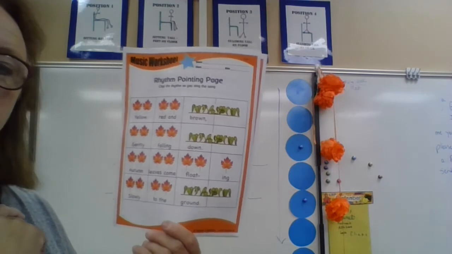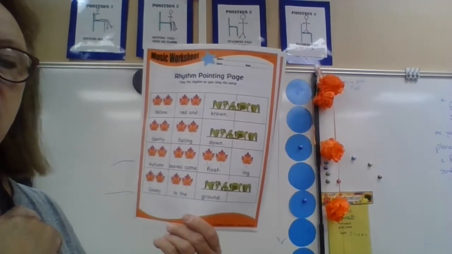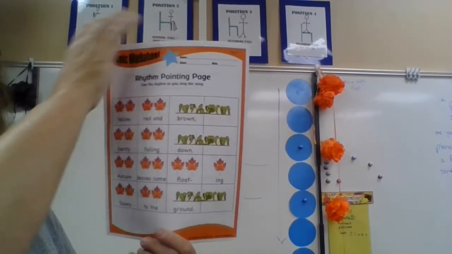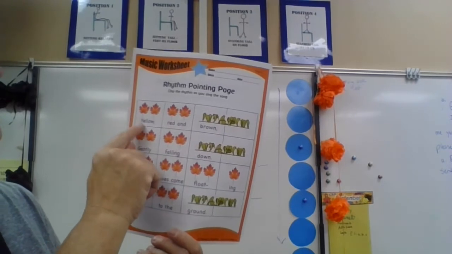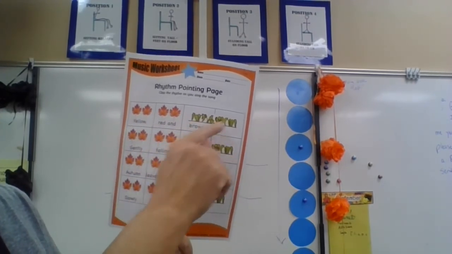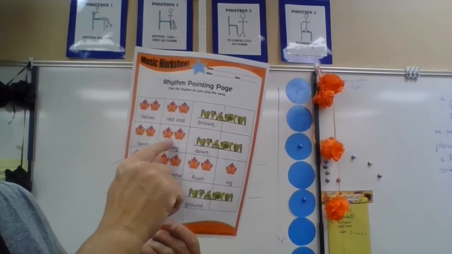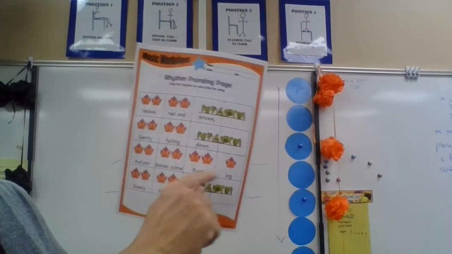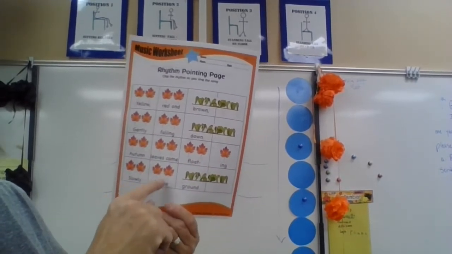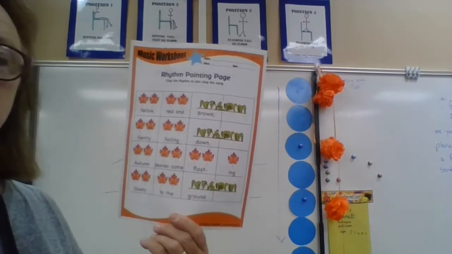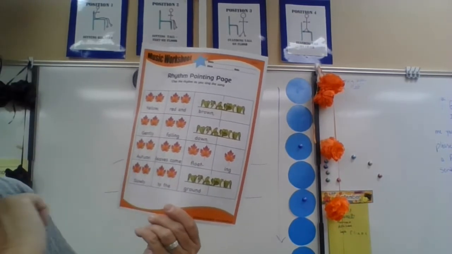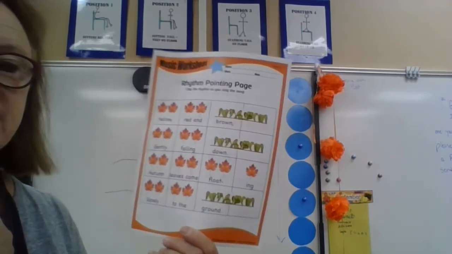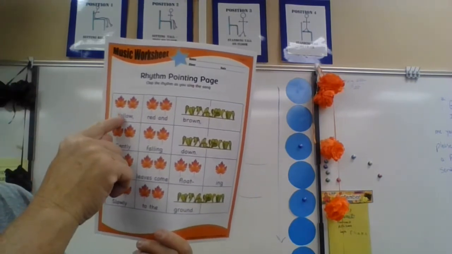So when you hear the song, you can have this page in front of you and follow with your finger. You don't even have to sing the song, just follow with your finger and point to the words. So this is how it goes. Yellow, red, and brown, gently falling down. Autumn leaves come floating slowly to the ground. Some of these are big words, autumn and floating and slowly and ground. But if you just listen to the song, you don't even have to say the words or even know how to read them. You just follow with your finger.